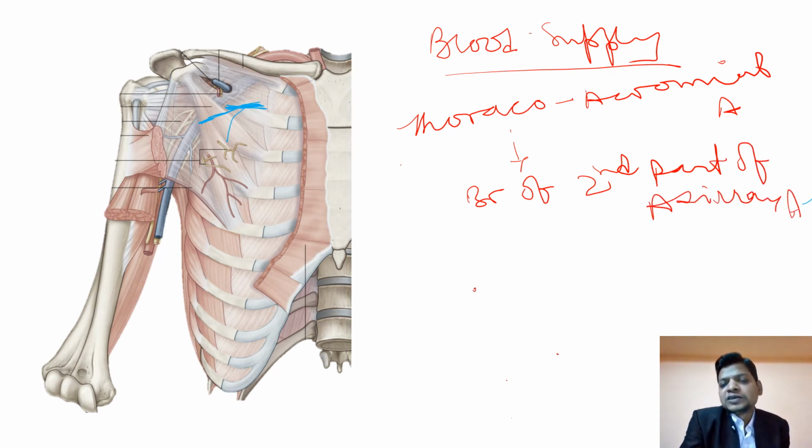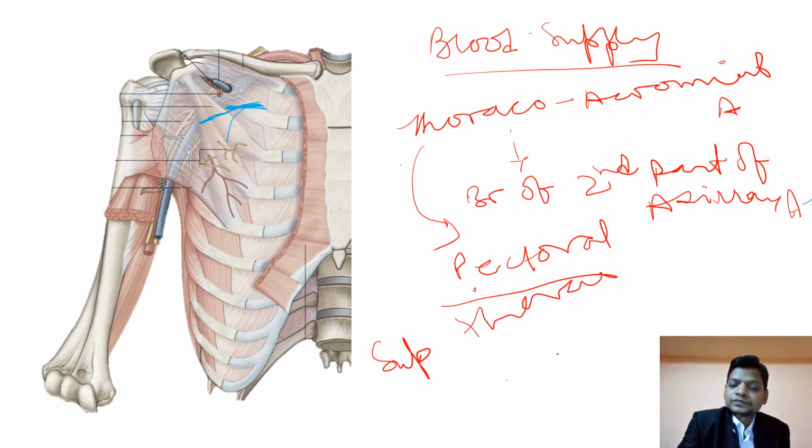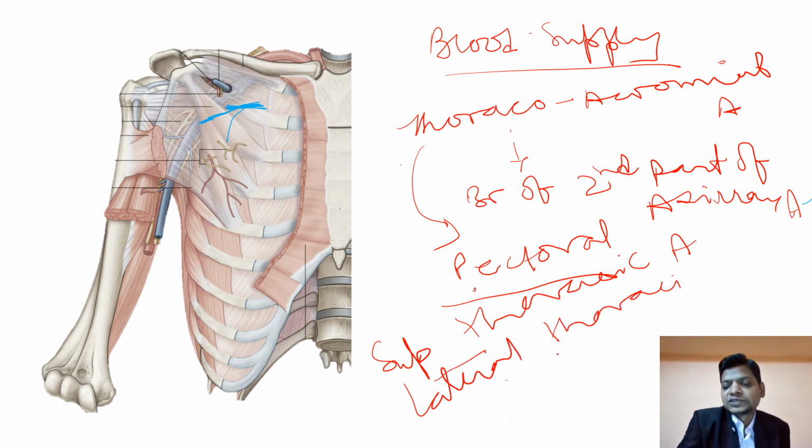By its pectoral branch, thoracoacromial artery, which has four branches, supplies the pectoral muscles. Apart from this artery, superior thoracic artery and lateral thoracic artery also supply these muscles. So this is something about blood supply.